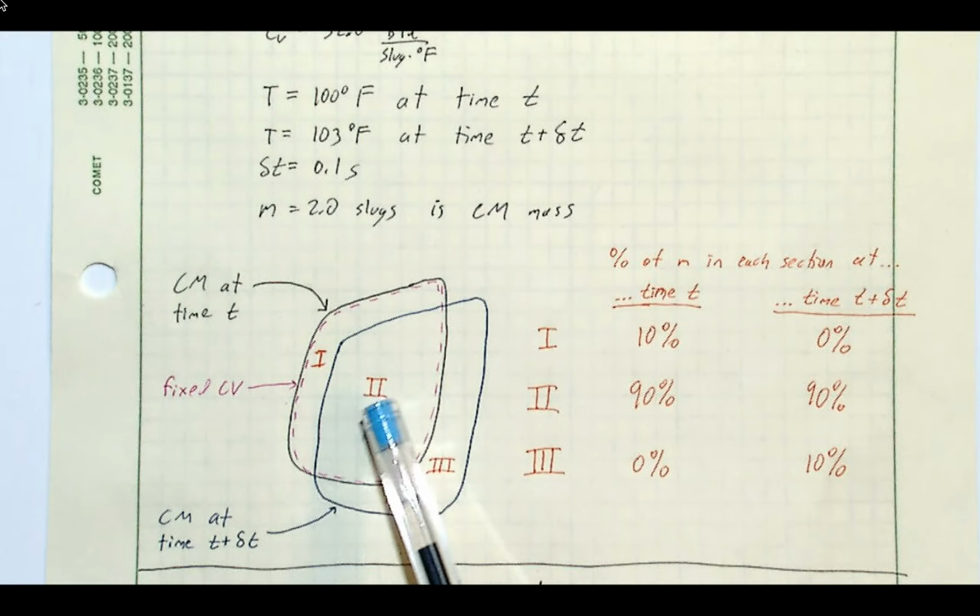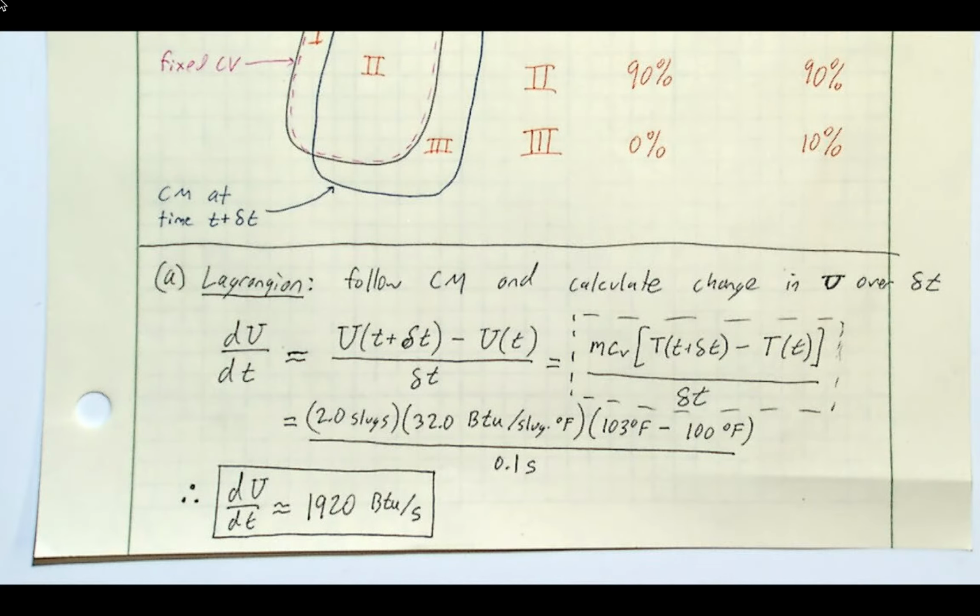All right, so a Lagrangian approach to this is to say, let's follow the control mass and calculate the change in the energy over this delta t. So this may be the most straightforward approach. It should seem commonsensical. If you extend that idea a little bit, this is what our fundamental laws of physics that govern fluid flow talk about.